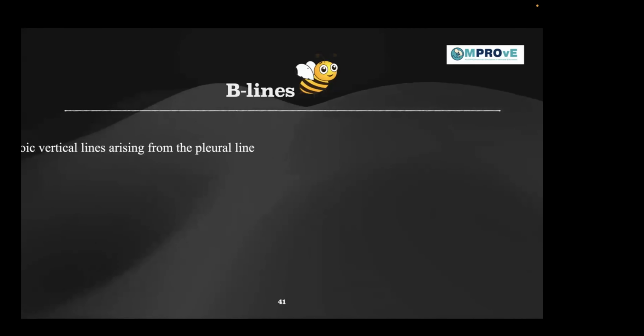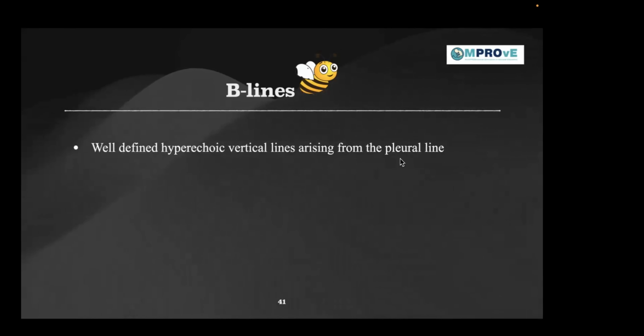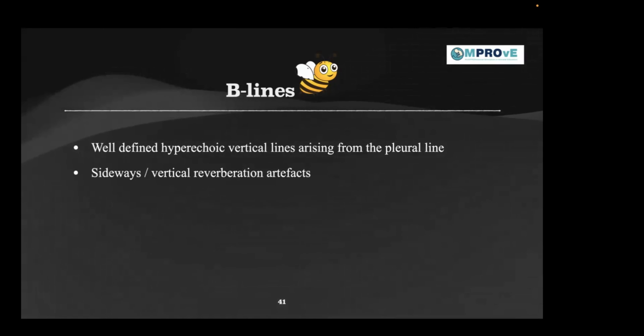B lines. Right, nothing to do with the letter B. It's a curly B. It's been named B lines because it's the same thing as the curly B lines on the chest X-ray, and it depicts the same thing. In the chest X-ray, curly B lines, there is fluid in the fissure. B lines on the ultrasound, there is fluid in the alveoli or interstitial space. So they are well defined. They are hypoechoic. They are vertical lines arising again from the pleural line. Anything you see on lung ultrasound all arises from the pleural line. Sideways and vertical reverberation artifacts.